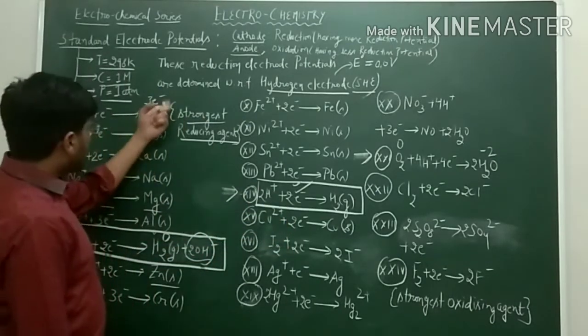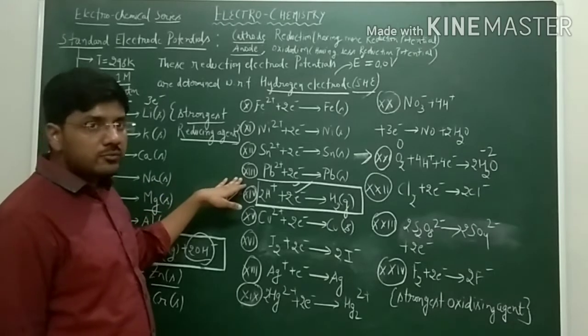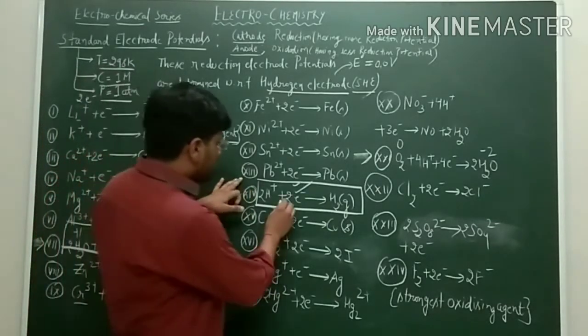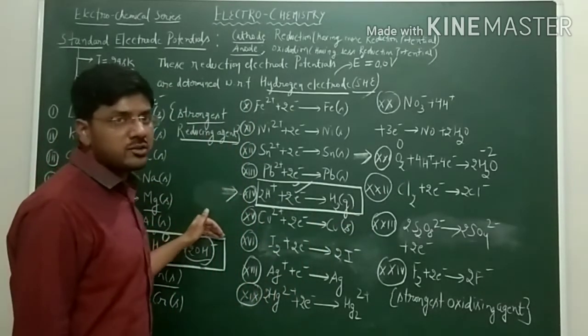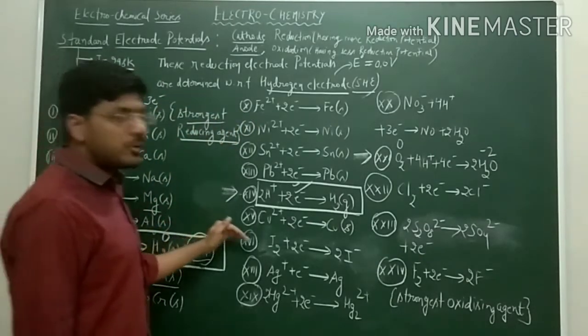So we can say that all of these, up to the 13th element which we have studied, have negative electrode potential, since hydrogen here has 0 and all of these have lesser electrode potential than hydrogen. So it means that they have negative electrode potentials.